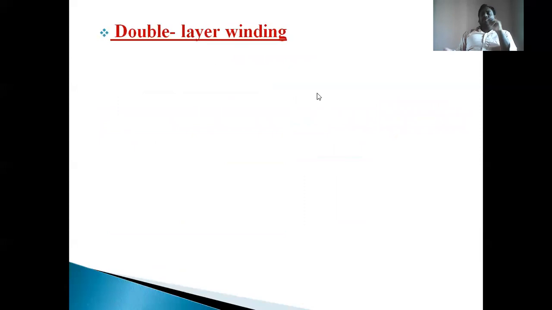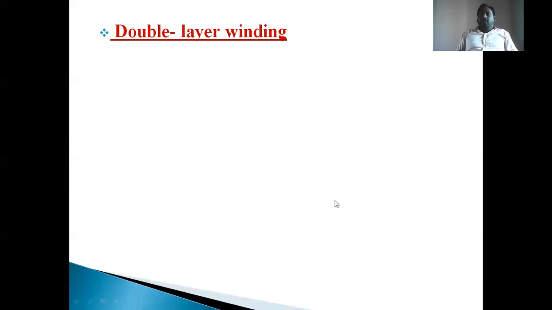And the double layer winding. What is meant by double layer? Single layer winding is one coil side per one complete slot area. But double layer winding means we consider an even number of coil sides, either 2, 4, 6 or 8. Like that, an even number of coil sides are located in a slot area as double layers.